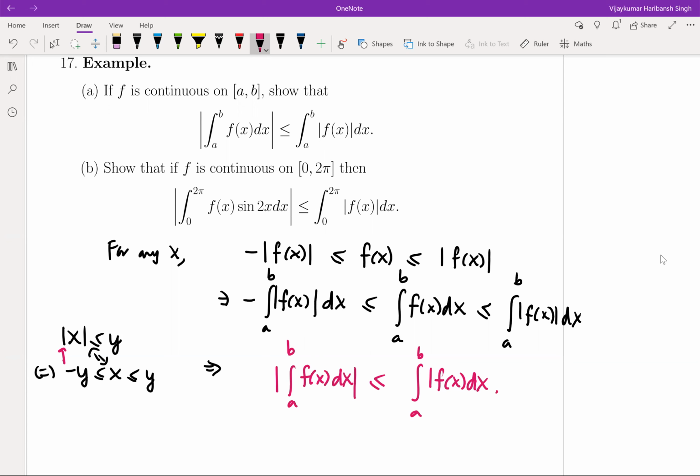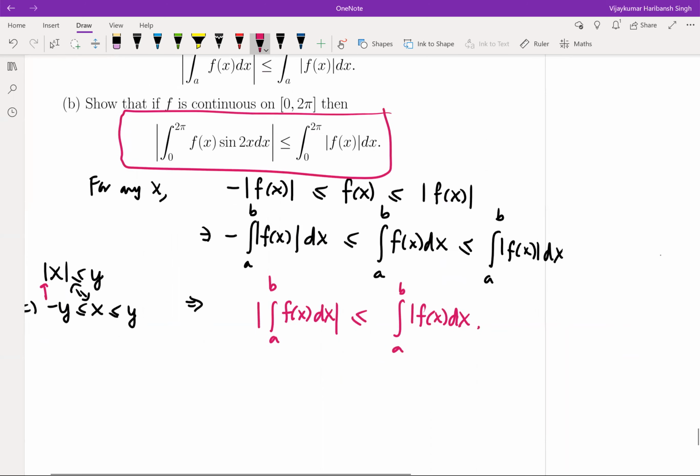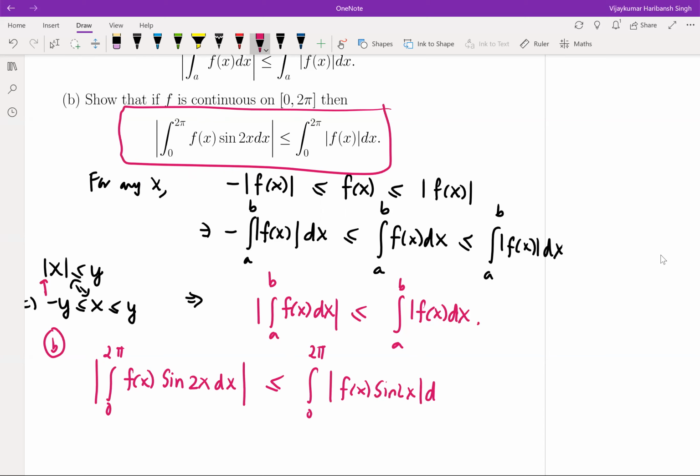So what is the upshot of this? Why is this result of any interest to us, or why is it useful to us? Notice the following. If I apply that result to this problem here, with b being 2 pi, I will get the absolute value of the integral from 0 to 2 pi of f of x sine 2x dx is less than or equal to the integral from 0 to 2 pi of the absolute value of f of x sine 2x dx.